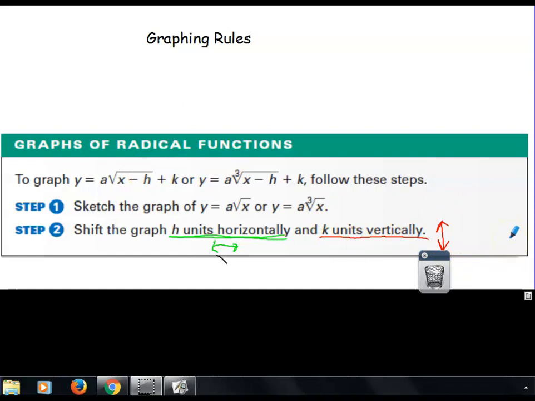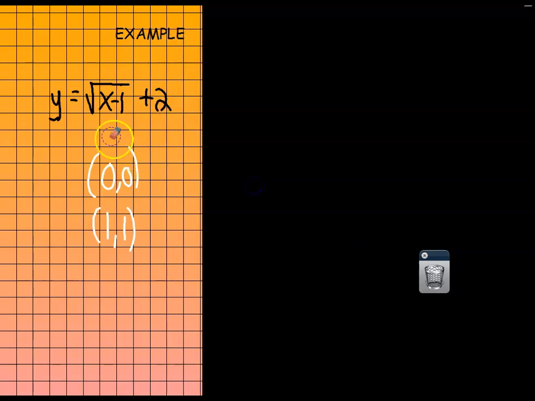And you're like, that makes no sense. This is what you have. You're going to graph your key points, adjusting them with the Y values, which are your K values, and the H values, which are going to change your X's. Let's go through an example here. So here's my example. First off, this is a square root. How could I tell? The index up here is 2. If there were a 3 there, it would be a cube root.